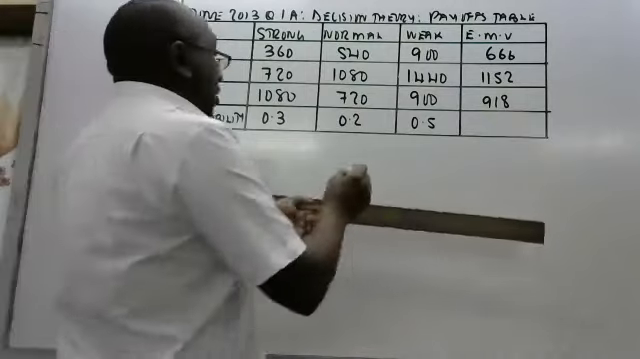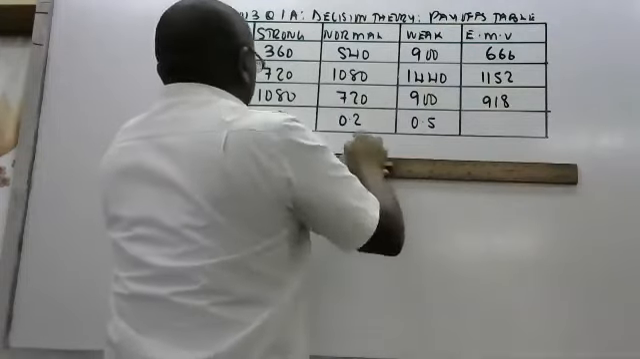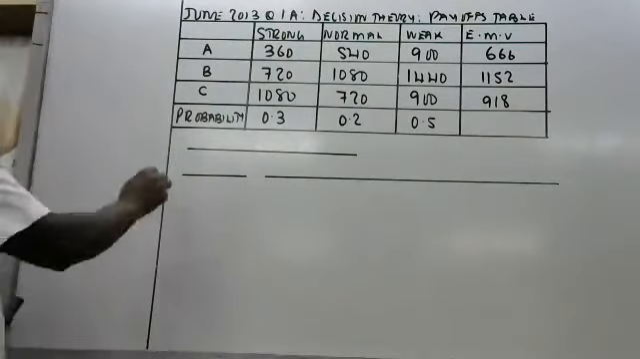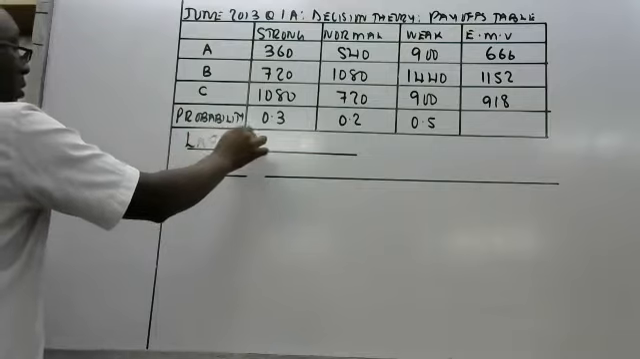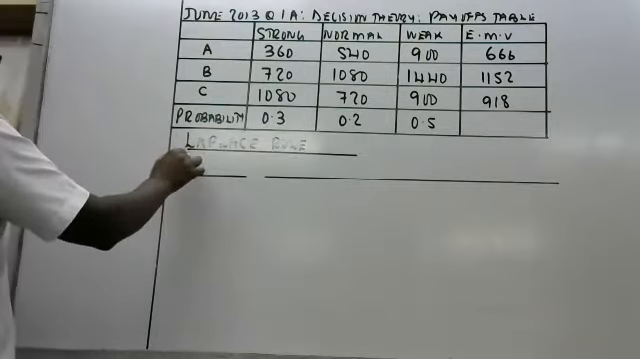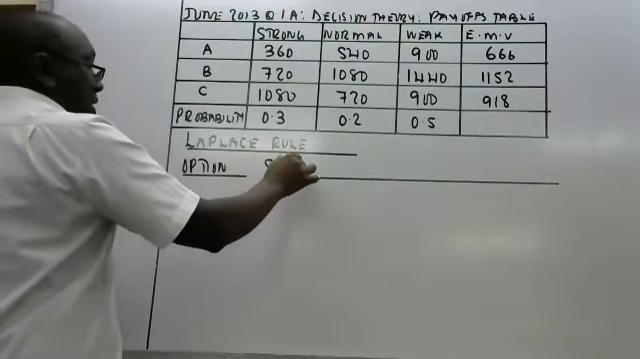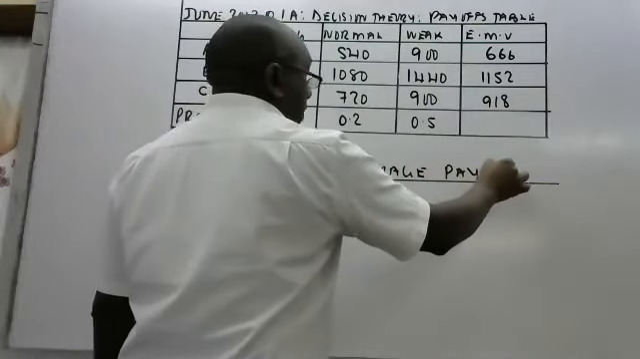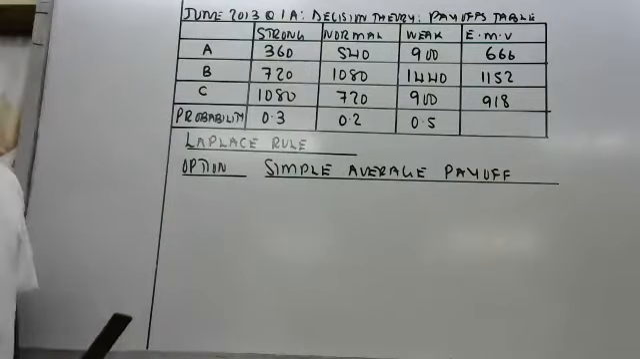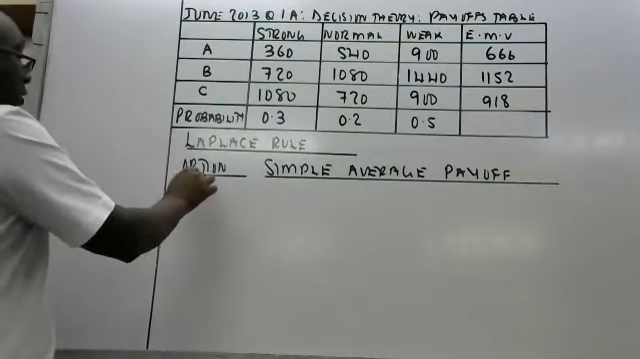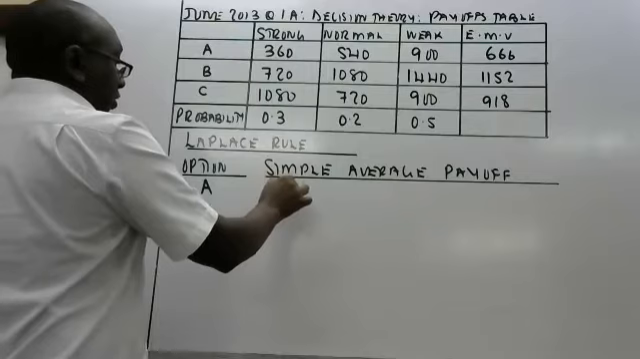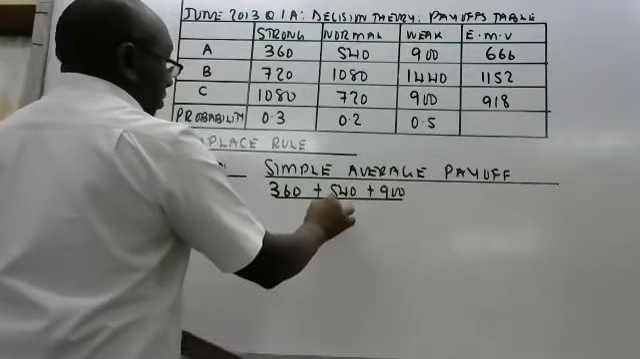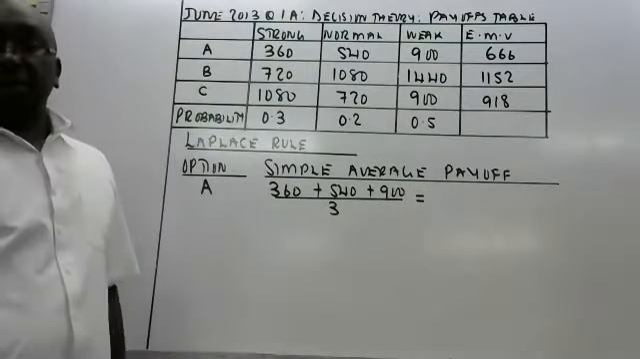Next is called Laplace's rule. Here we have the option, then we compute something called the simple average payoff. So what you do is take the payoffs, 360 plus 540 plus 900. All these you divide by three because there are three of them.